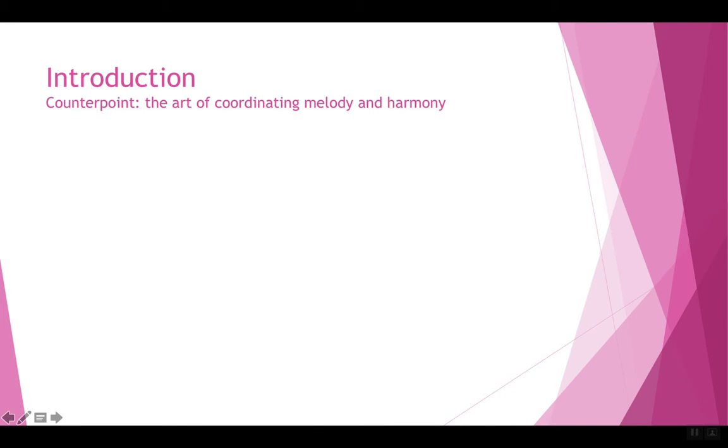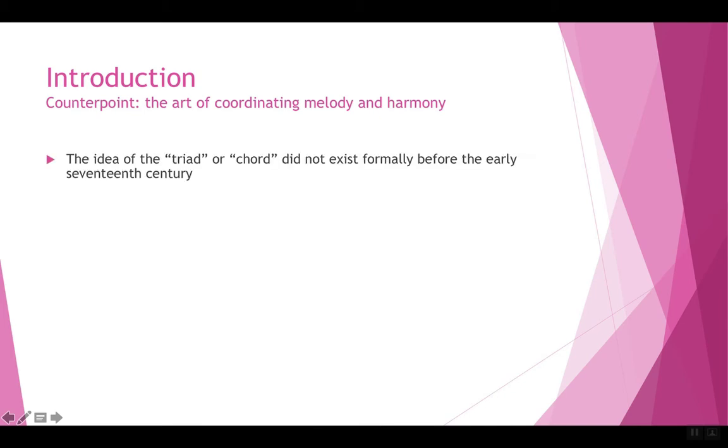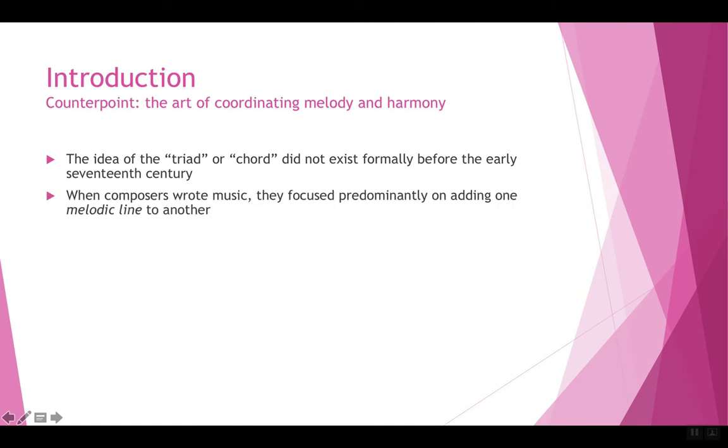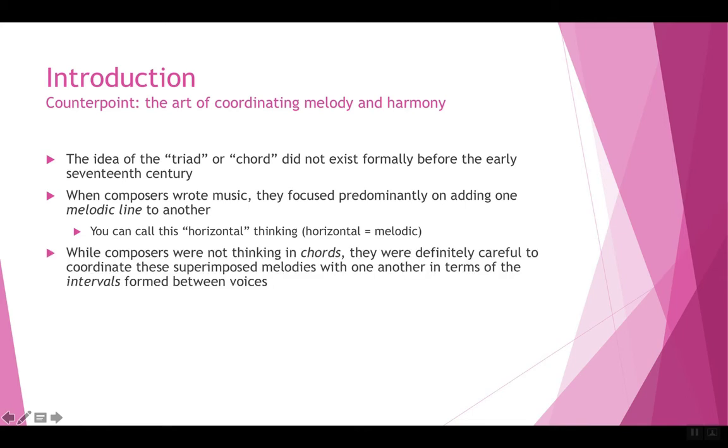Introduction: counterpoint, the art of coordinating melody and harmony. The idea of the triad or chord, as we saw in a previous video, did not exist formally before the 17th century. When composers wrote music, they focused predominantly on adding one melodic line to another. You can call this horizontal thinking. Horizontal would mean melodic. While composers were not thinking in chords, however, they were definitely careful to coordinate these superimposed melodies with one another in terms of the intervals formed between voices. You can call this vertical thinking. Vertical meaning intervallic, harmonic, or chordal.